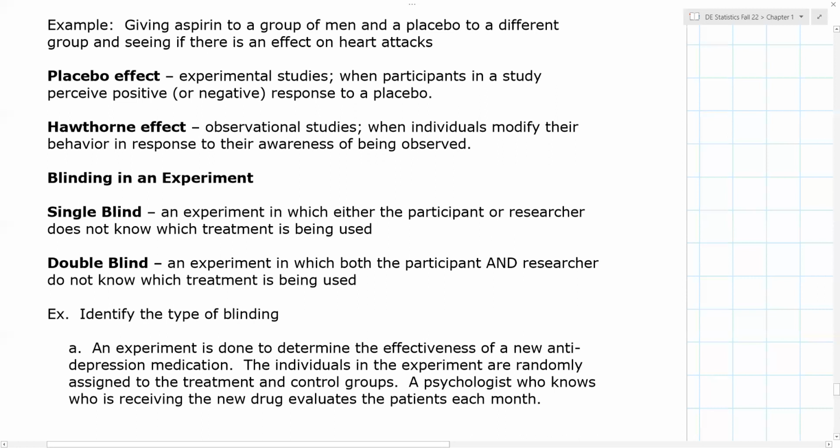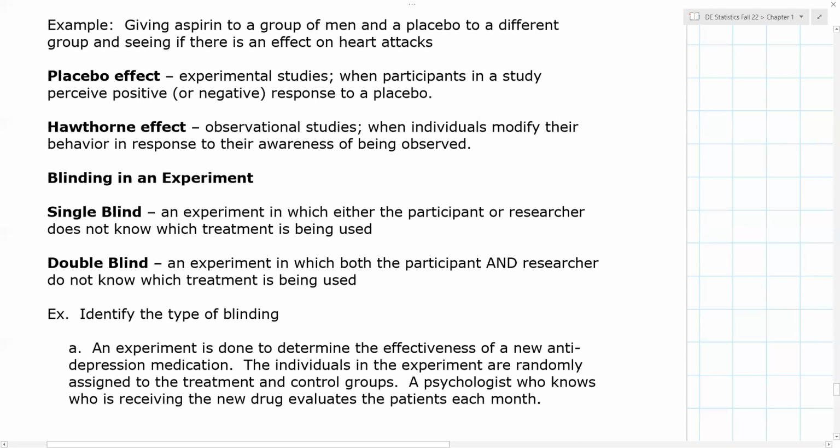Similar to the placebo effect, you're getting the results you want, but it's not because of the changes you're actually making. It's because people know that they're being watched, and so they're trying harder than they normally would. And that's the idea of the Hawthorne effect.